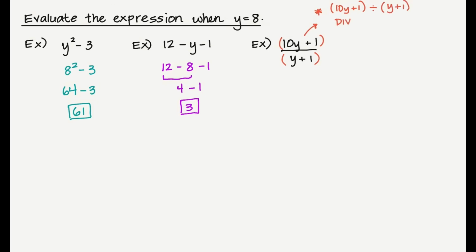So I'm going to do division last because it's outside of the parentheses. So let's go ahead and do it. So 10 times 8 plus 1 on top, and then 8 plus 1 on the bottom. So on the top, that's 80 plus 1. On the bottom, that's 9. So the top is 81 divided by 9, which leaves me with 9.